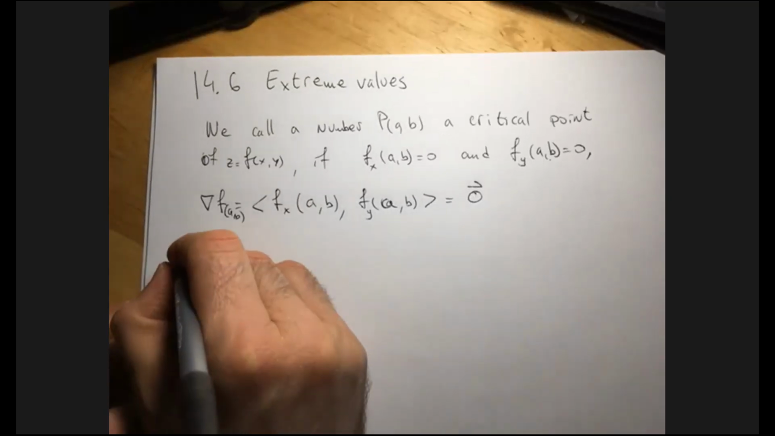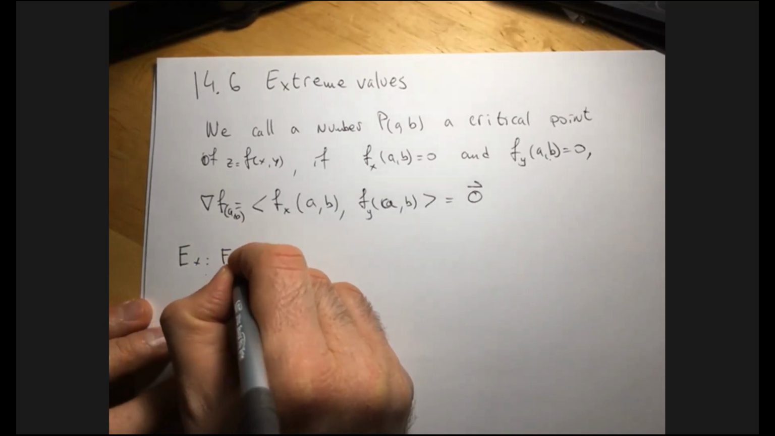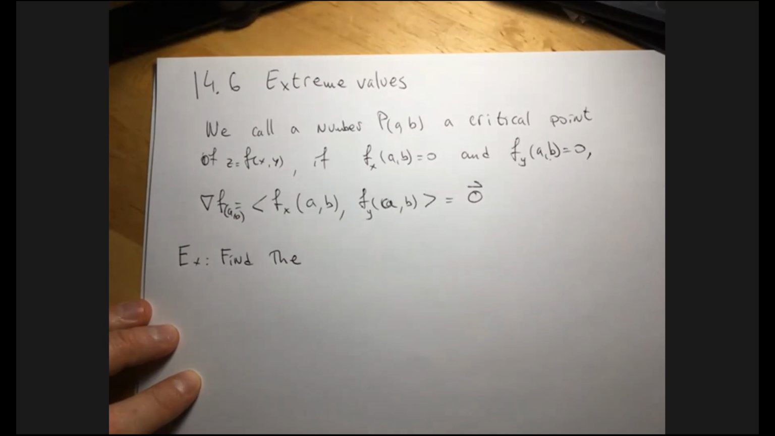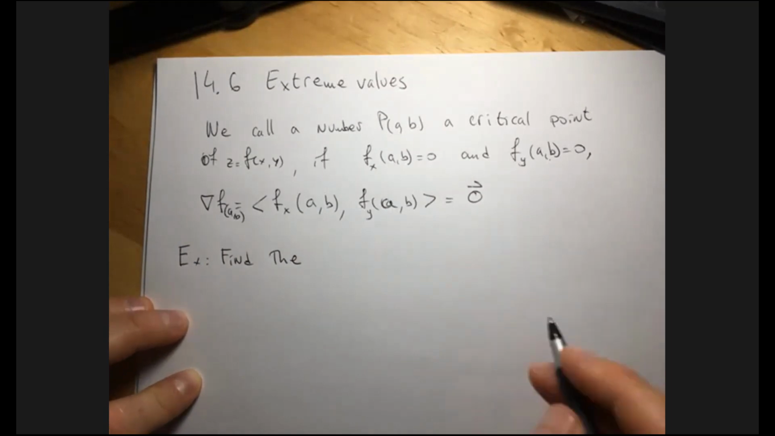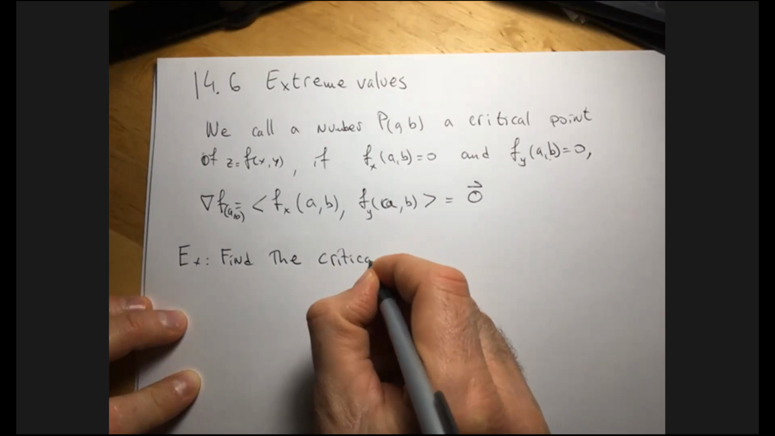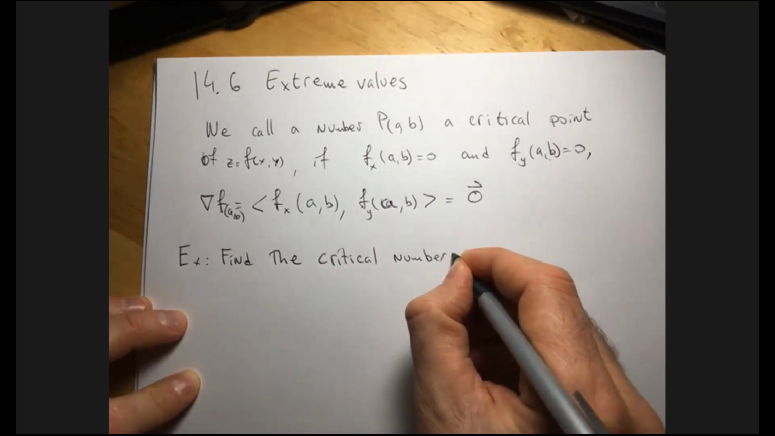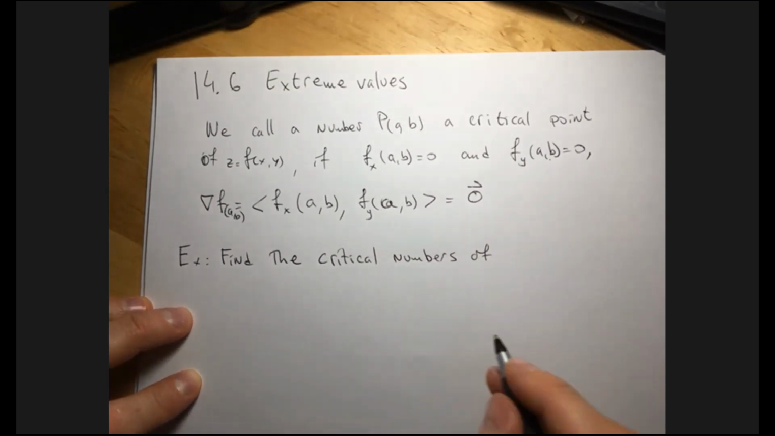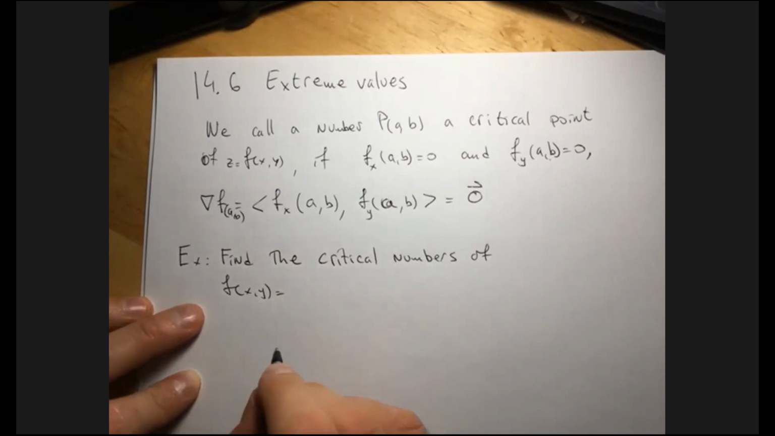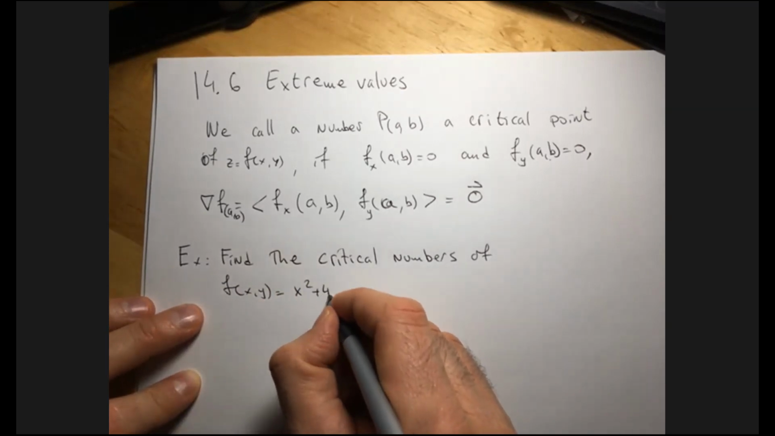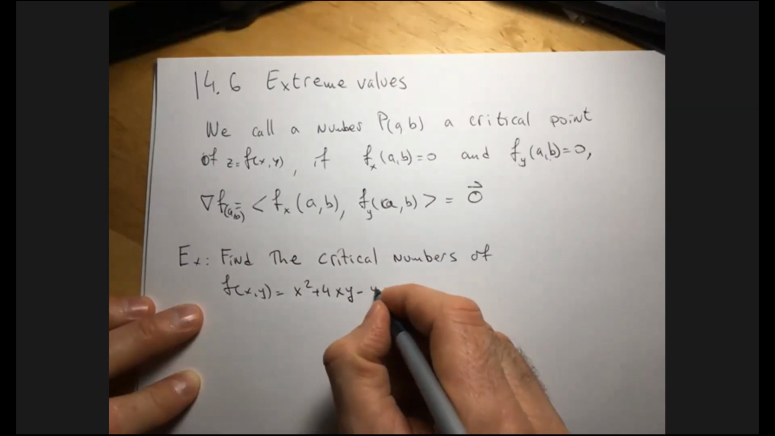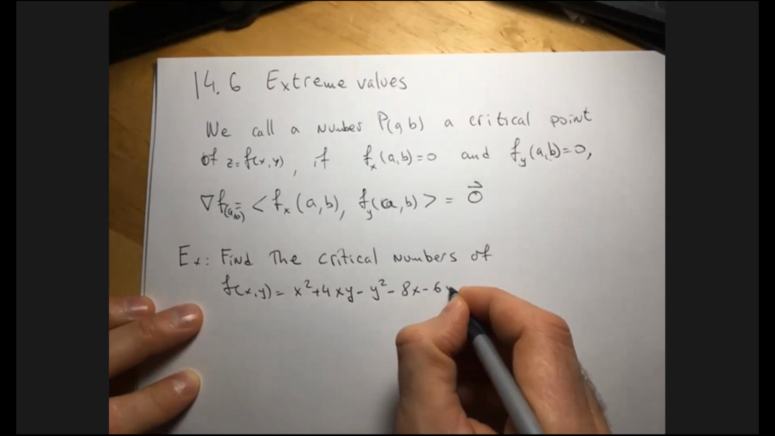And the example is: find the critical numbers of the function f of x, y, which is equal to x squared plus 4xy minus y squared minus 8x minus 6y.